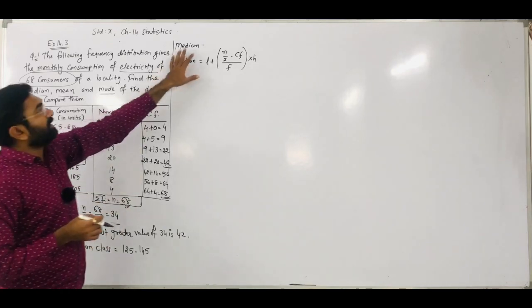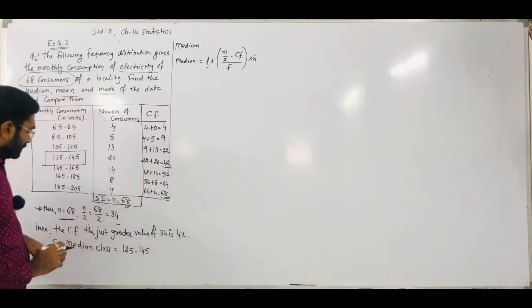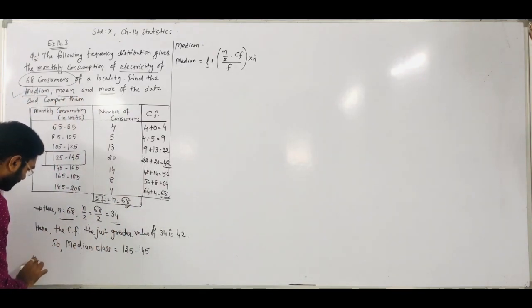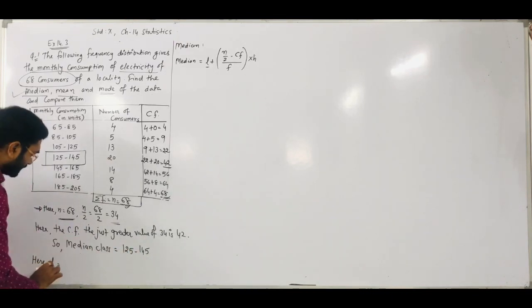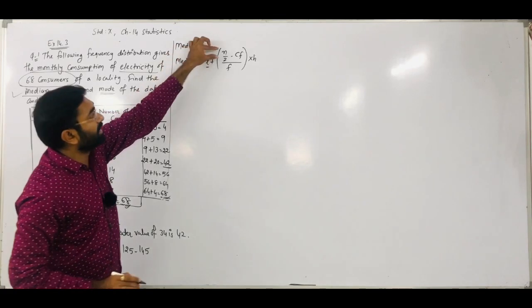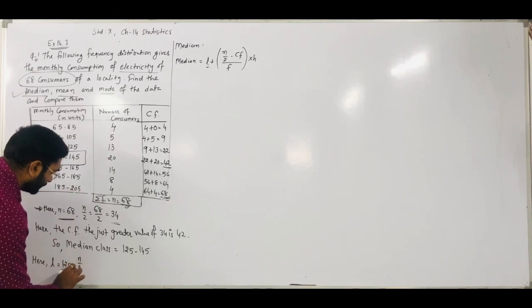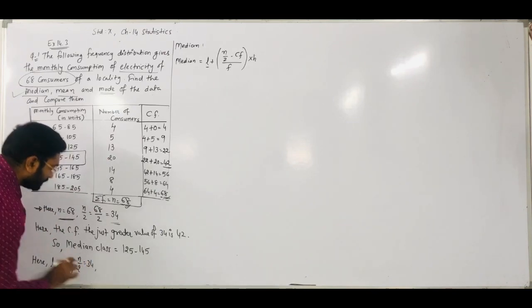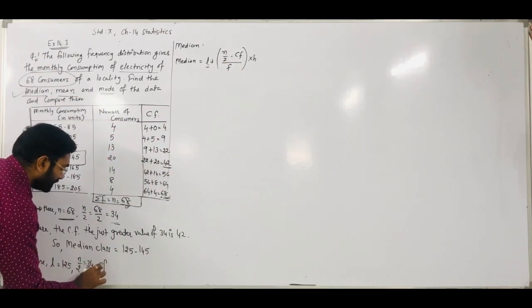Now in the median formula we require all the values. So the first value we require is the L value. The L value represents the lower limit of the median class. The median class is this one. What is its lower limit? 125. Then in the formula we require the n by 2 value. The n by 2 value we already found, which is 34. Okay. Then after that we require the CF value. So in the formula that we discussed, what does CF mean?